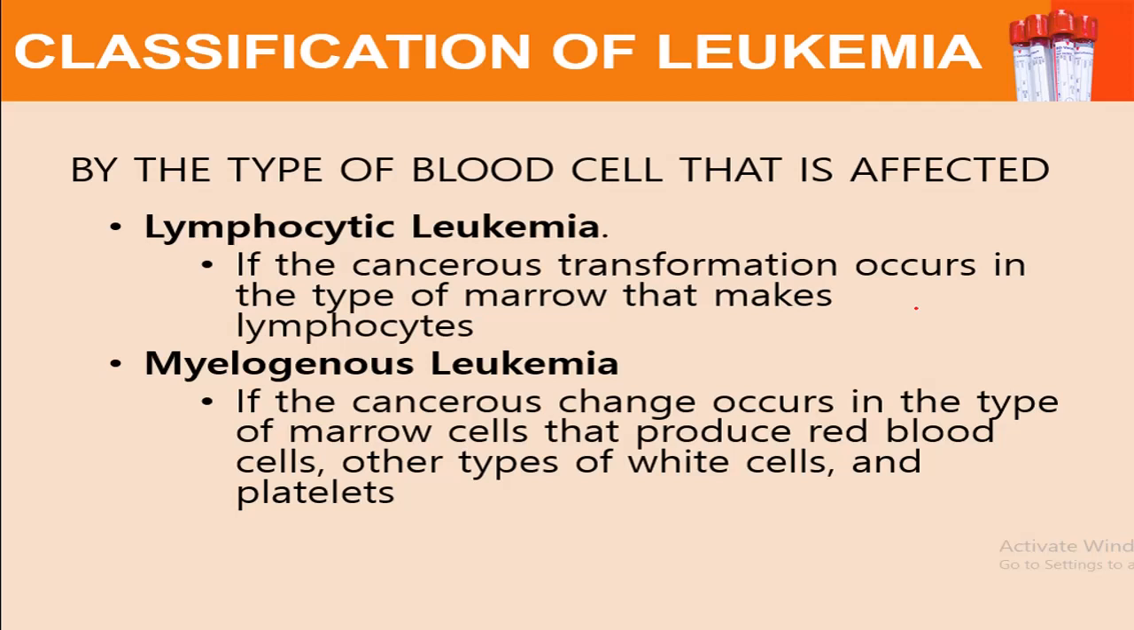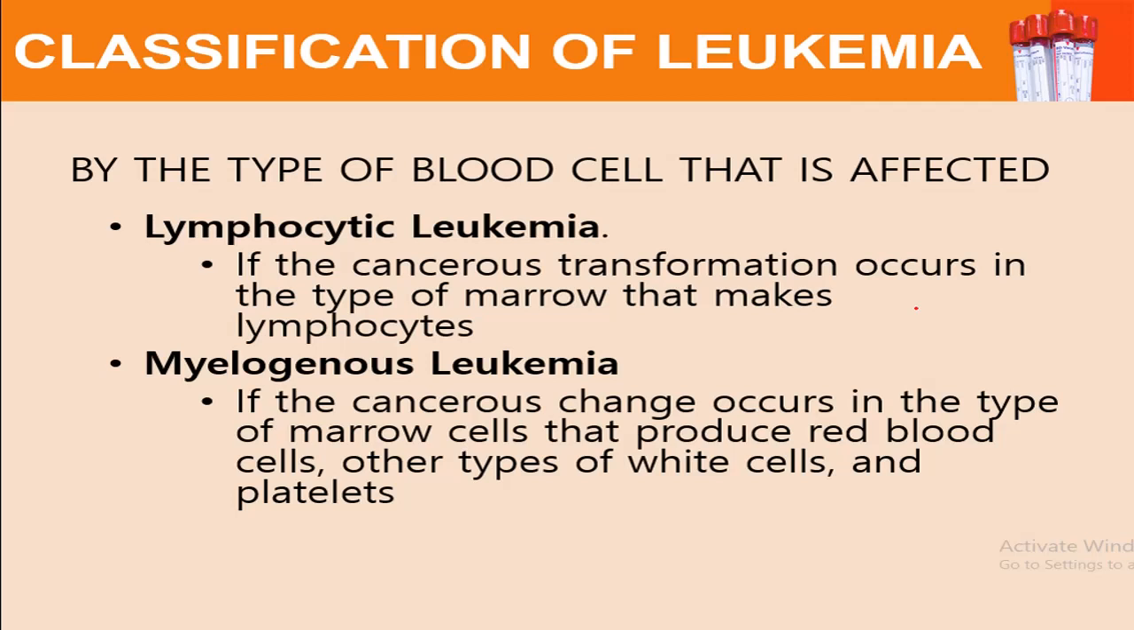Also, leukemia can be classified according to the type of blood cell that is affected. Okay, ito yung na-discuss ko kanina. Either they are lymphocytic leukemia or myelogenous leukemia. Ang lymphocytic leukemia, if the cancer transformation occurred in the type of marrow that makes the lymphocytes, sa lymphatic system, sa lymphoid system, okay? Ang myelogenous leukemia naman, if the cancerous changes occur in the type of marrow cells that produce red blood cells, other types of white cells, and platelets.